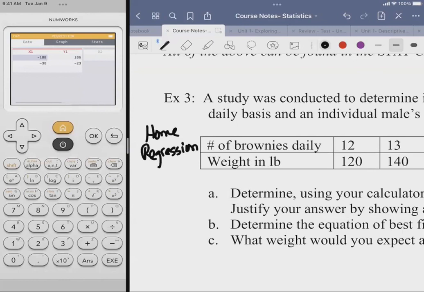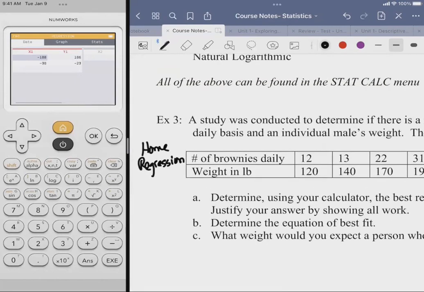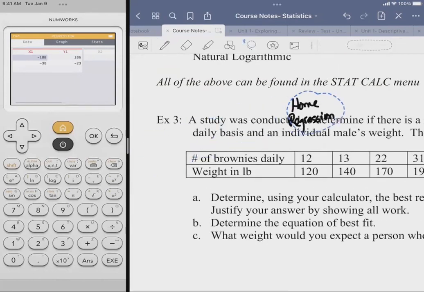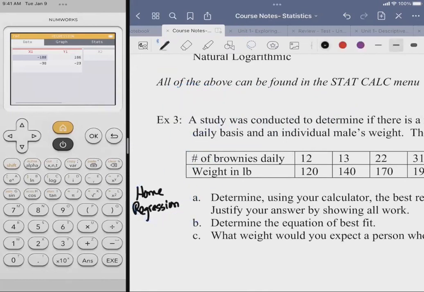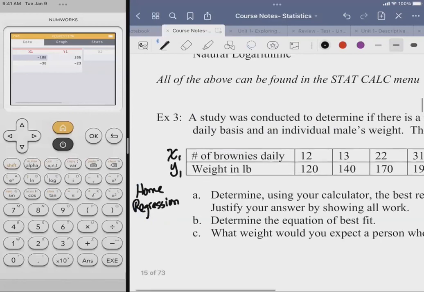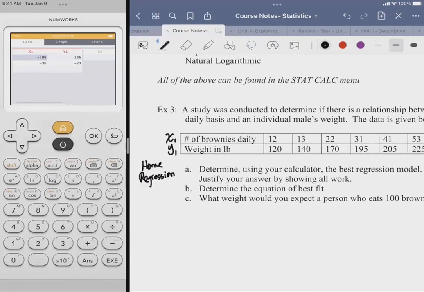All right, so my x1 values would be, and again, this is page 15 for those coming in right now, let me just put this over here. Your x1 would be the number of brownies. Your y1 would be the weight in pounds. This is fictitious data. I made it up.